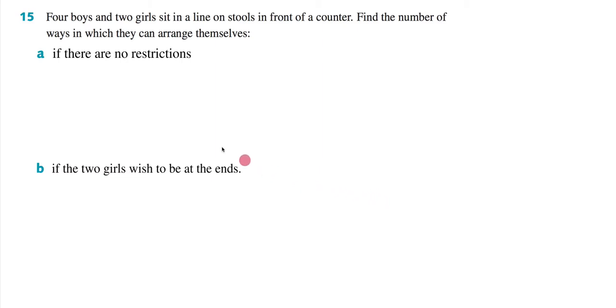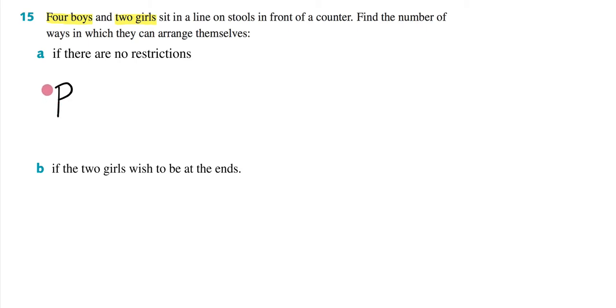We're going through exercise 10b, and in this video I'll be answering question 15, which says 4 boys and 2 girls sit in a line on stools in front of a counter. Find the number of ways in which they can arrange themselves. So first, if there are no restrictions, it's really quite a nice question for us to answer.